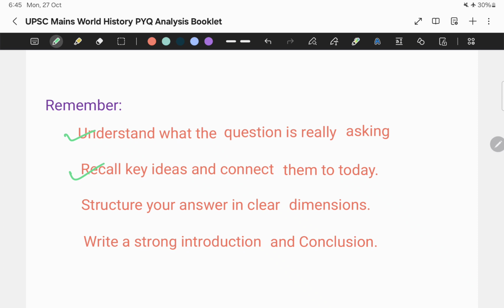Second is recall the key ideas and connect them to today. Like how we did, right? In the body part also, in most of the things, we were recalling the ideals, or the things that happened during the French Revolution, and connecting them to the modern world. So that's how we were connecting with one another. And structure your answer in clear dimensions, because that is very important. In order to fetch good marks, structuring your answer dimension-wise is very important.